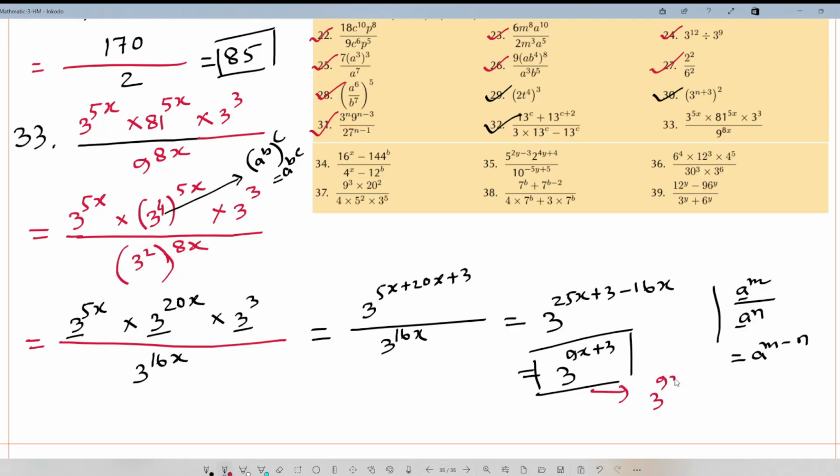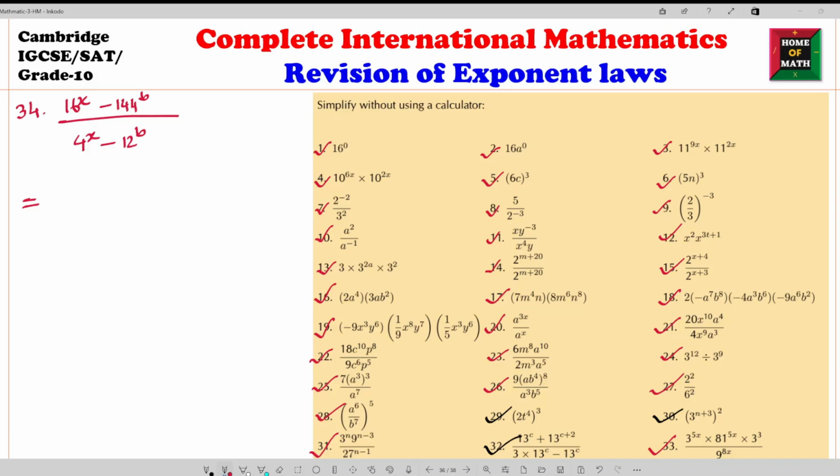If you want, you can separate this further. It means 3 to the power 9x and 3 cubed. 3 cubed means 27, so 27 times 3 to the power 9x. This is our answer. So number 33 is done. Now we will start number 34.